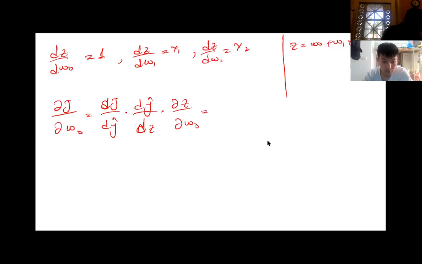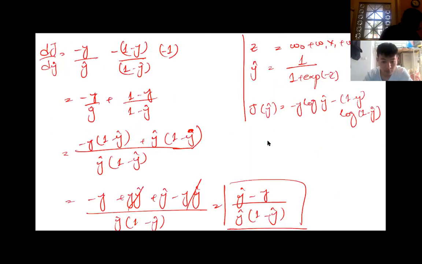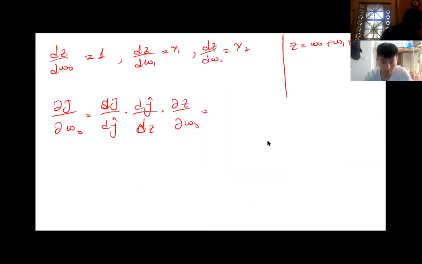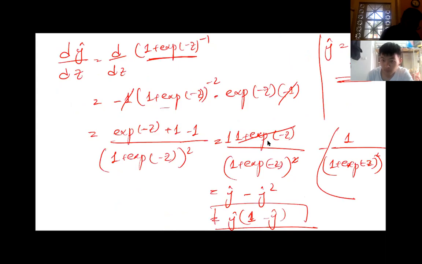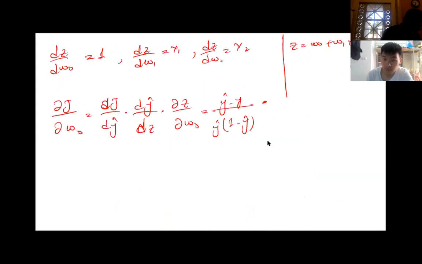We can just put in the values. Derivative of J with respect to y hat is y hat minus y divided by y hat times 1 minus y hat. Derivative of y hat with respect to z is y hat times 1 minus y hat. And the derivative of z with respect to w0 is 1. So these two cancel out, and this just simply becomes y hat minus y.